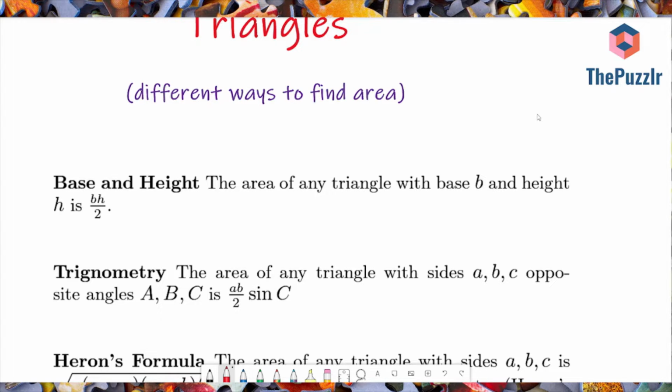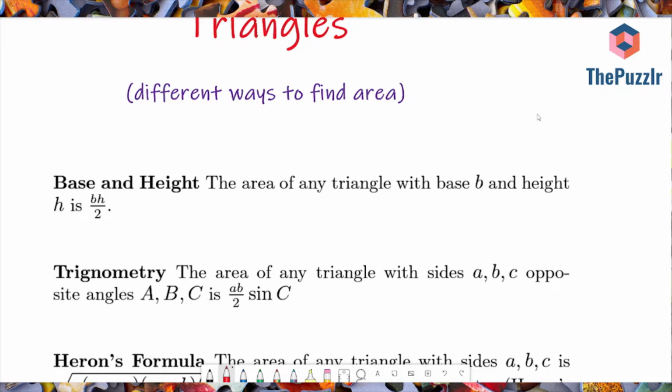But let's look at some of the less common ones that you can use to find the area of triangles. You can also use trigonometry. The area of any triangle with sides a, b, c, opposite angles A, B, C, is a times b times sine of angle C divided by 2. We'll be going into more detail on this later when we get to our trig section for today.